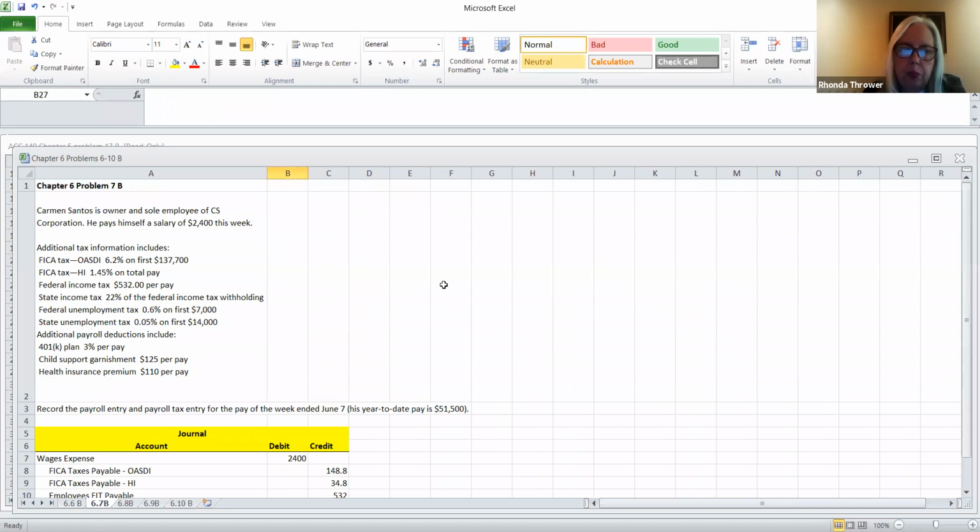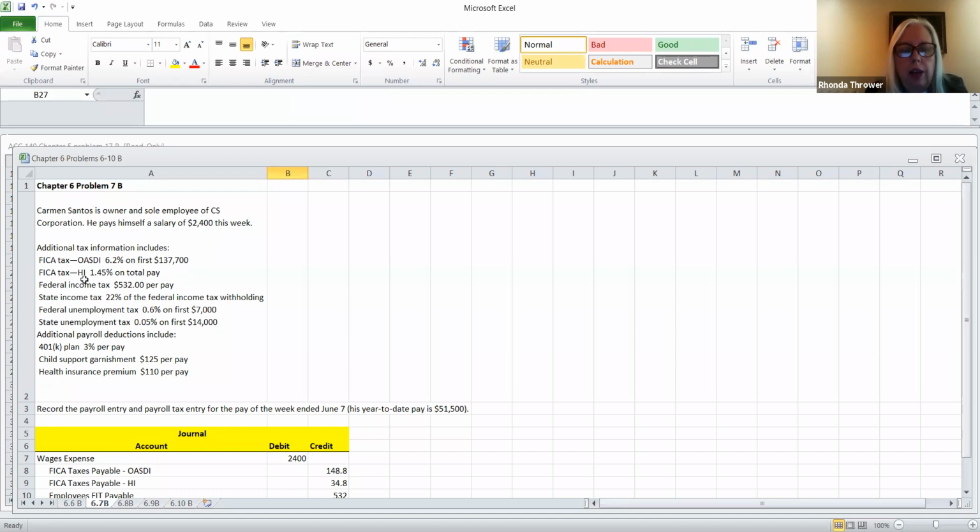6-7B. In this problem, we're going to be Carmen Santos. We are going to be the owner and the sole employee of CS Corporation. He pays himself a salary of $2,400 per week. Additional tax information includes FICA taxes of 6.2% on the first $137,700.